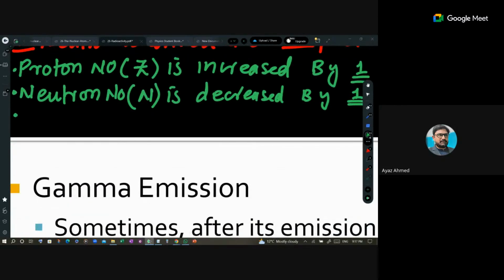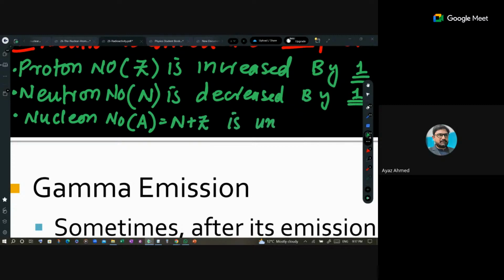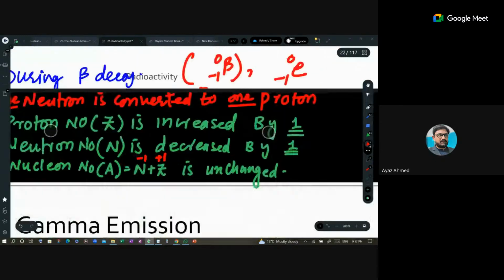And the nucleon number, what is this nucleon number? A, which is basically N plus Z, is unchanged. Can you tell me why I used the word that it would remain unchanged? If N is decreased by 1 and Z is increased by 1, so overall there would be no change at all. You got it?